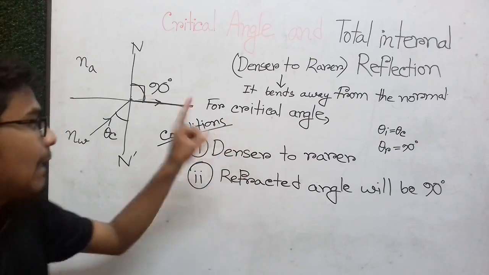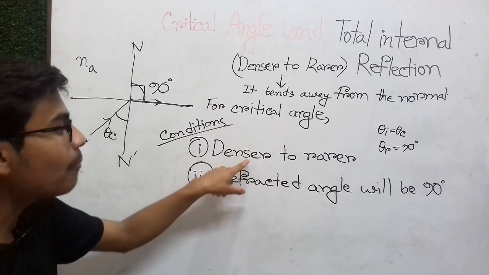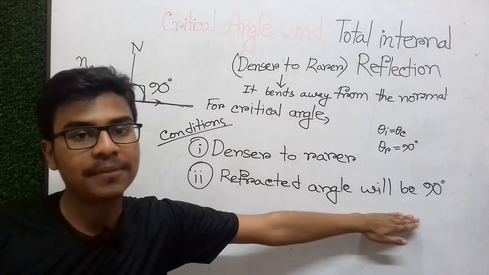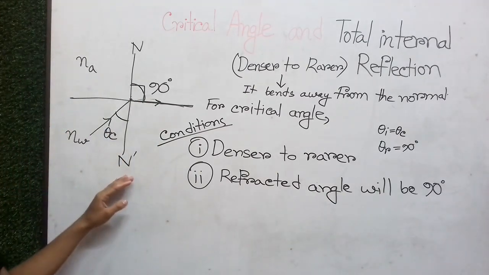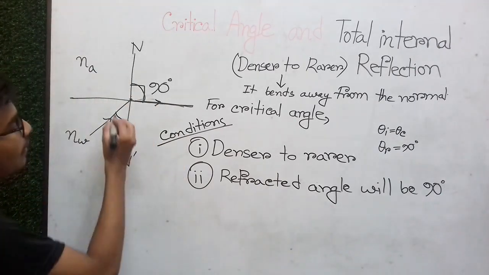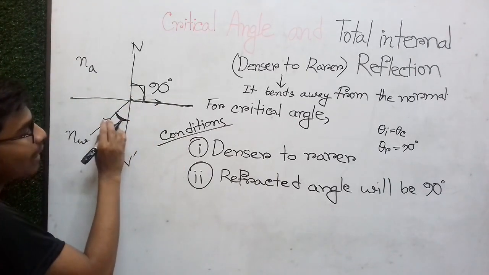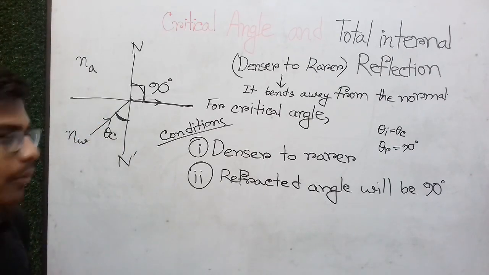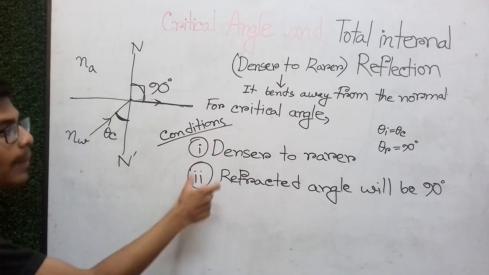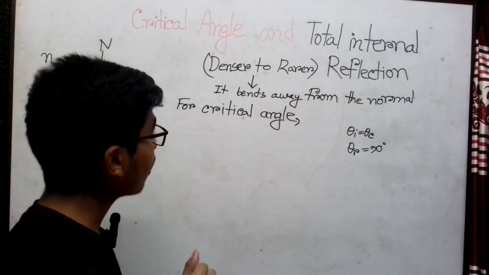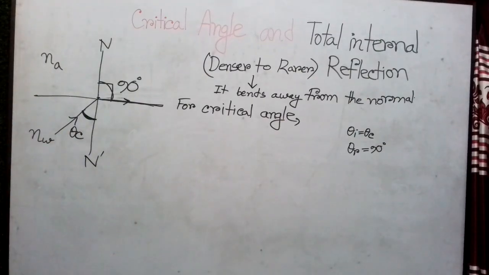That means these are the two conditions for being a critical angle: the light rays must move from denser to rarer, and the refracted angle must be 90 degrees. When the refracted angle is 90 degrees, the incidence angle at that time is known as the critical angle. So this is what the critical angle is. Now let's talk more about the critical angle.